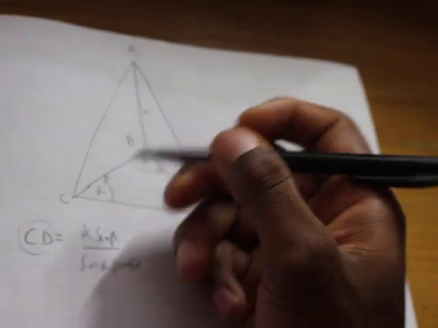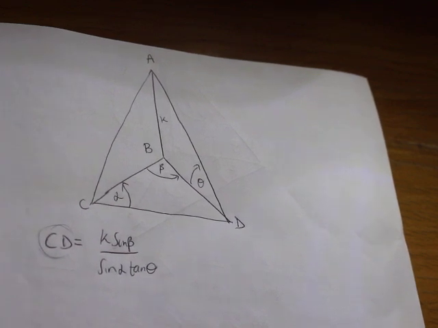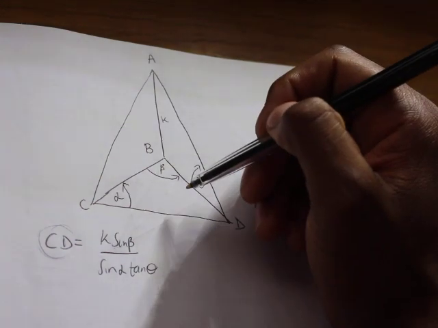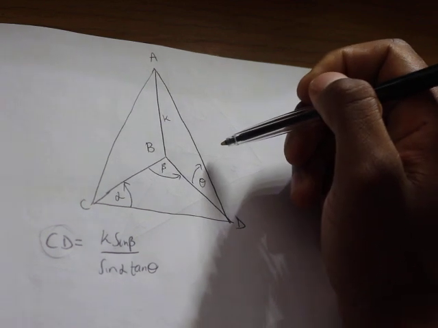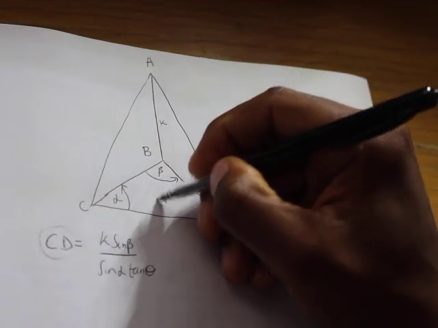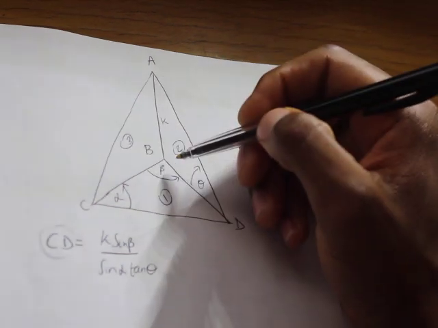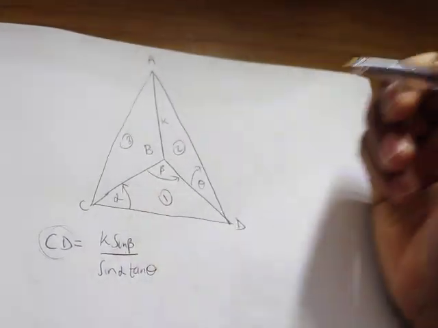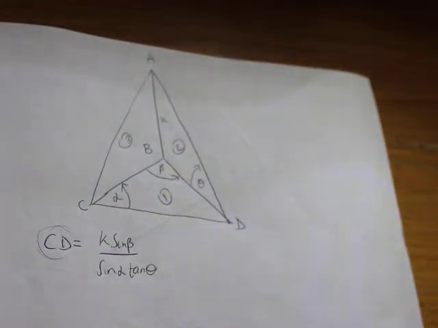Whatever they are asking you to prove, just check: is it a common side? What is the link? What is the linking side? Which side links the triangles here? You can see that AB, BC, BD are actually linking triangles. BD links triangle 1 and triangle 2. AB links triangle 2 and 3, and BC links triangle 1 and 3. So those are the links.